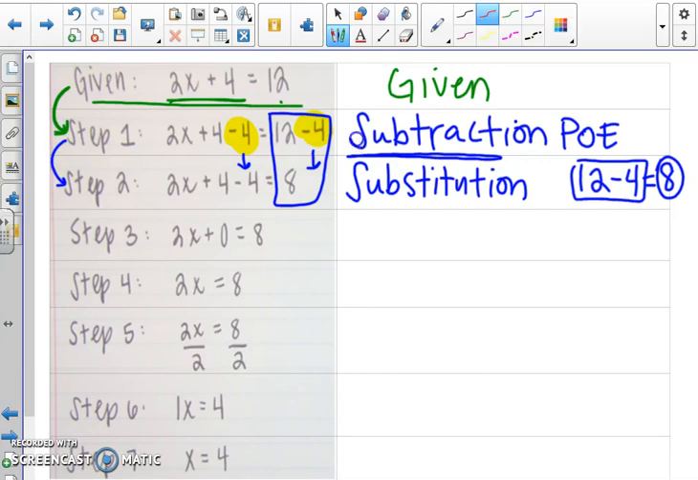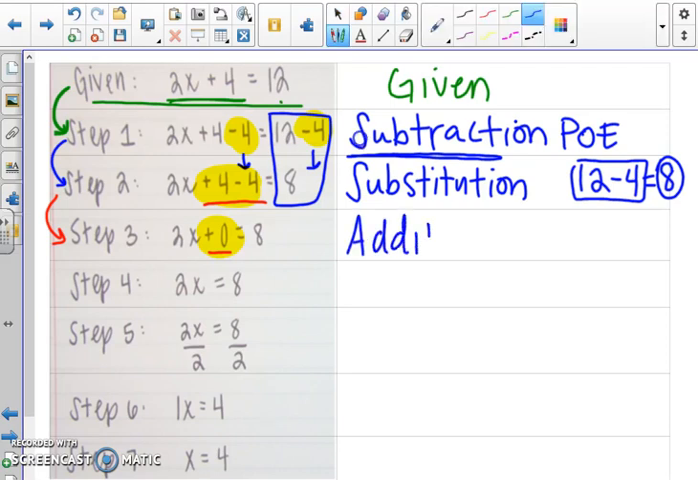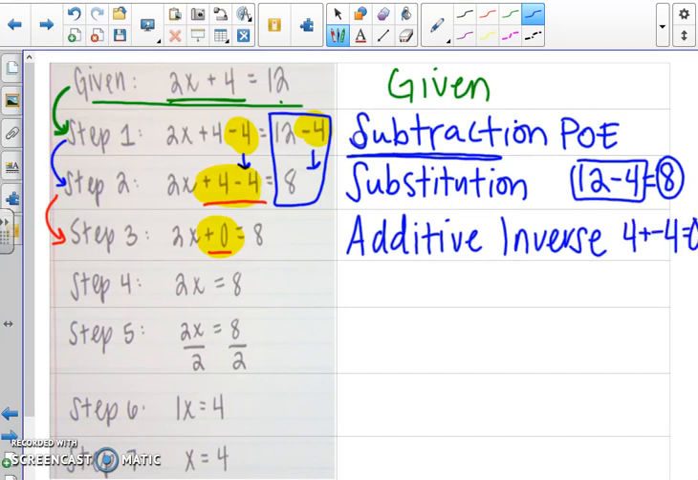All right, going from step 2 to step 3. So the 8 stays the same, but it looks like what changed is positive 4 minus 4 became 0. So what property says that a number and its opposite make 0? That's the additive inverse. A number and its opposite equal 0. And you also might see this written as inverse of addition.